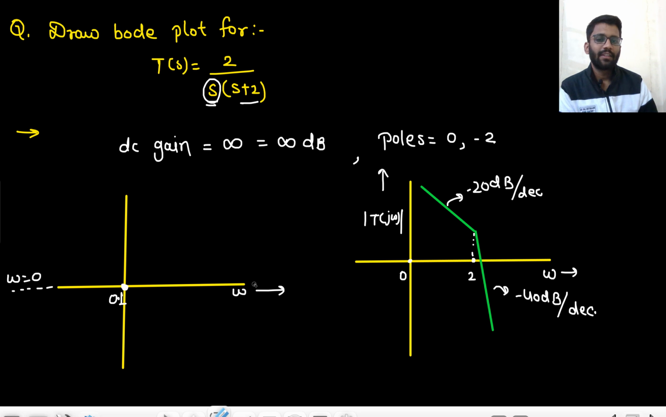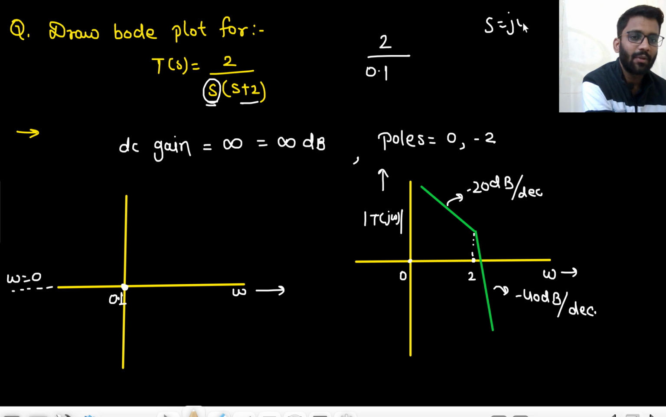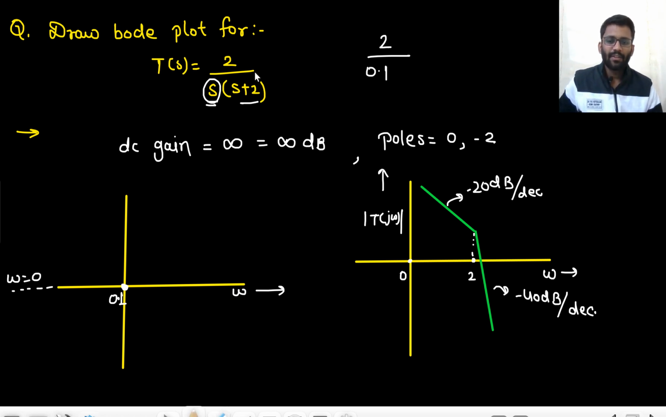So the rest of these will be replaced to 0. So this will become 2 upon 0.1. This s will not be replaced with 0, this will be 0.1 only. S equals to j omega, and I am talking about the magnitude, so s equals to omega only. So omega value I am putting, that is 0.1. And this s will be replaced to 0, so it will be 2 only. So the gain I am getting is 10. That means 20 log 10, which means 20 dB.